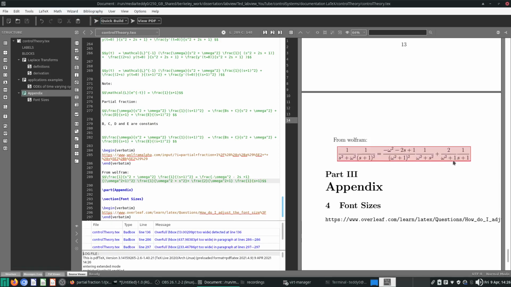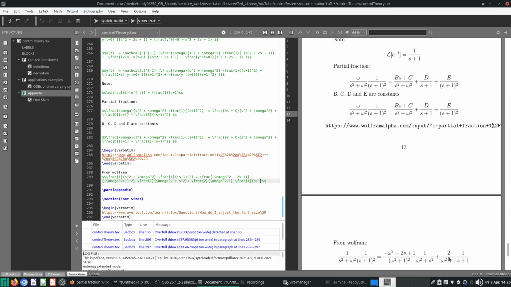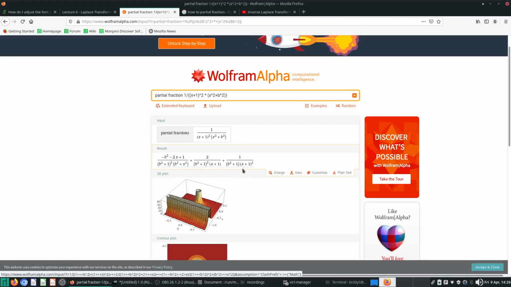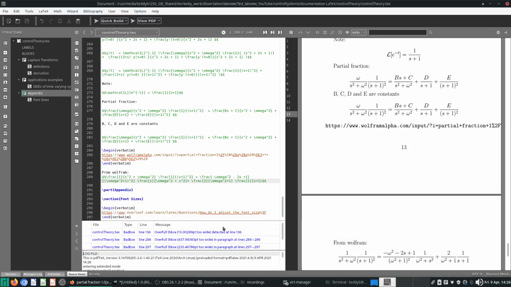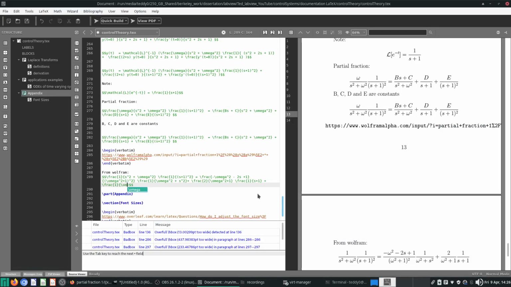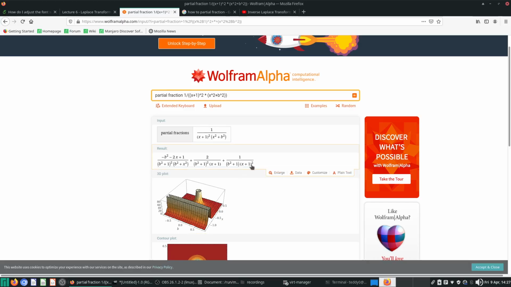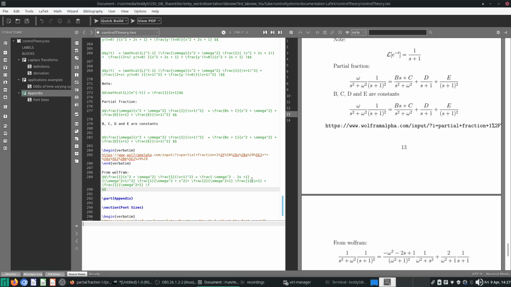Okay, that's the second part. So this thing in front here is a constant, which is what this d is supposed to be. Now for e, very simple: 1 over b squared plus 1, which is 1 over omega squared plus 1. And then 1 over s plus 1 squared.